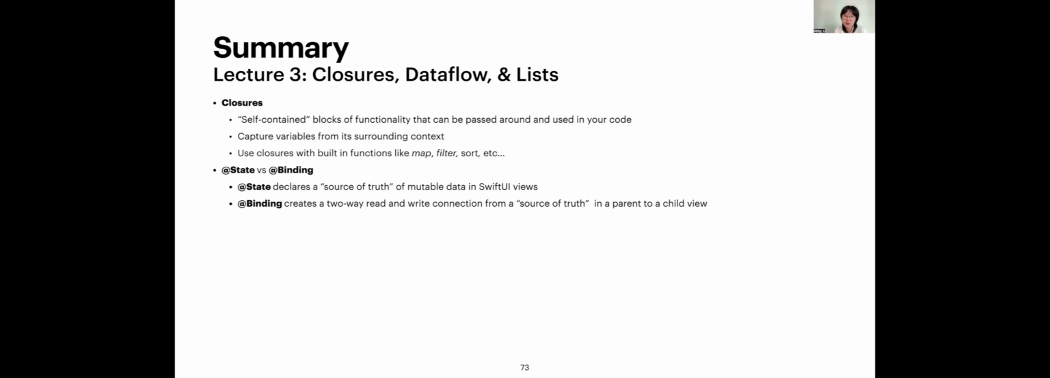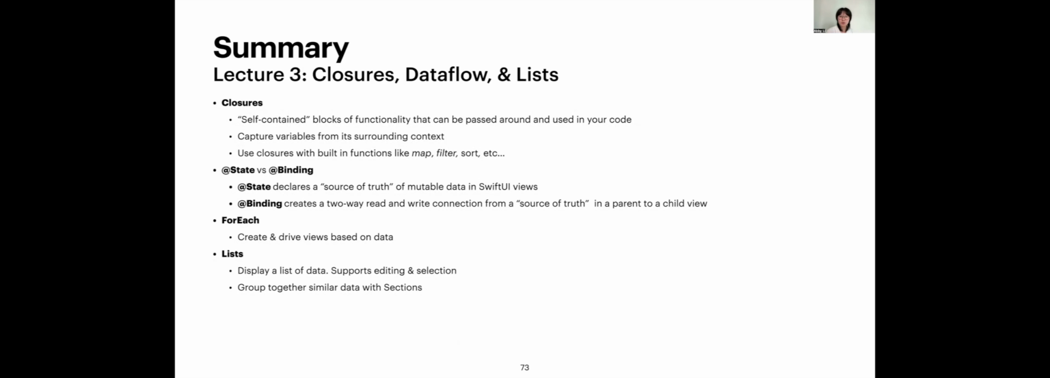@State declares a source of truth for mutable data in the view. @Binding creates a two-way connection so a child view can read and write to the parent's source of truth. ForEach, for creating views dynamically from a collection of data. Each element needs to be identifiable. Lists and sections for displaying scrollable lists with grouped data.